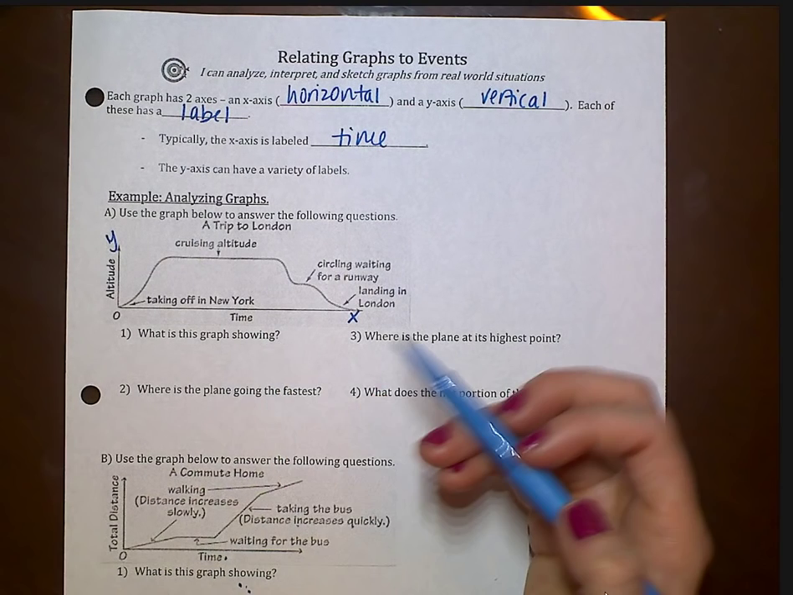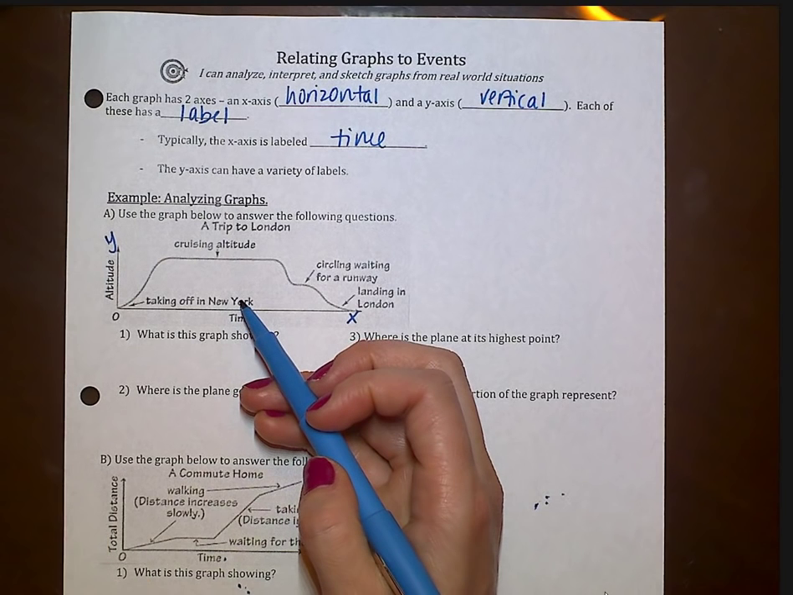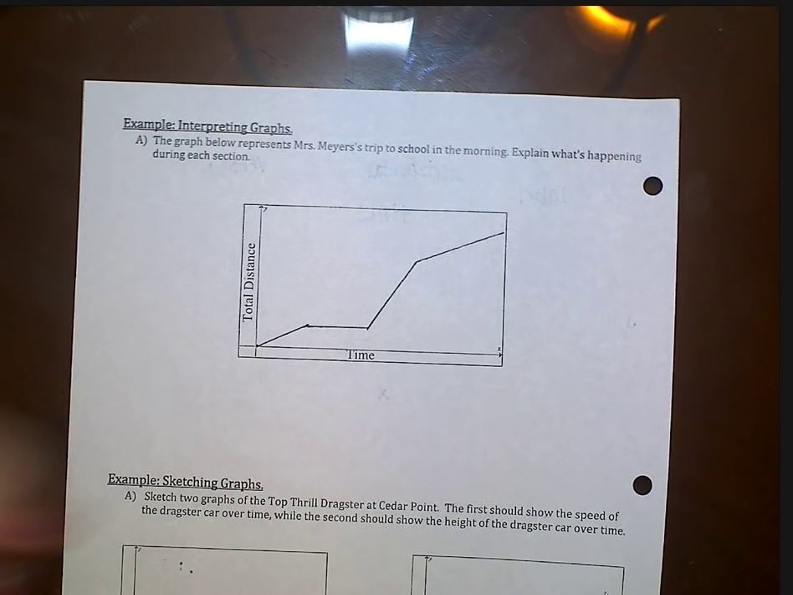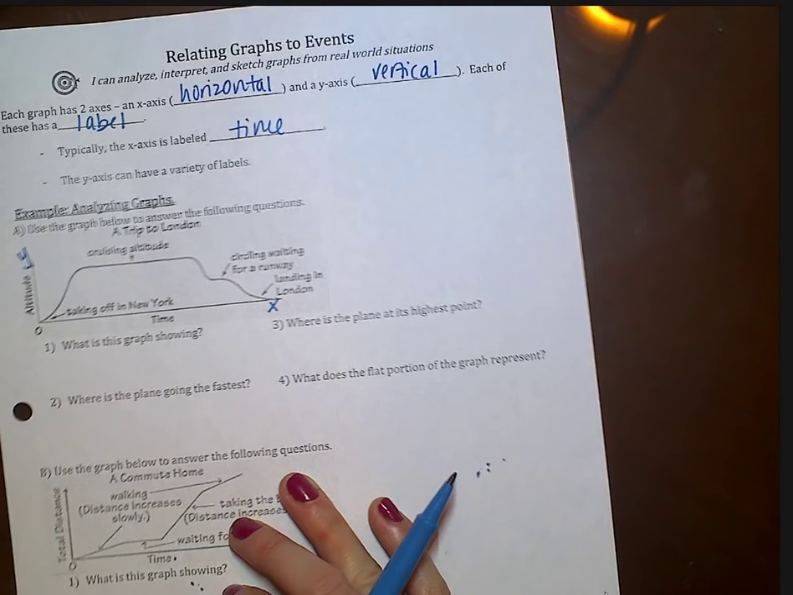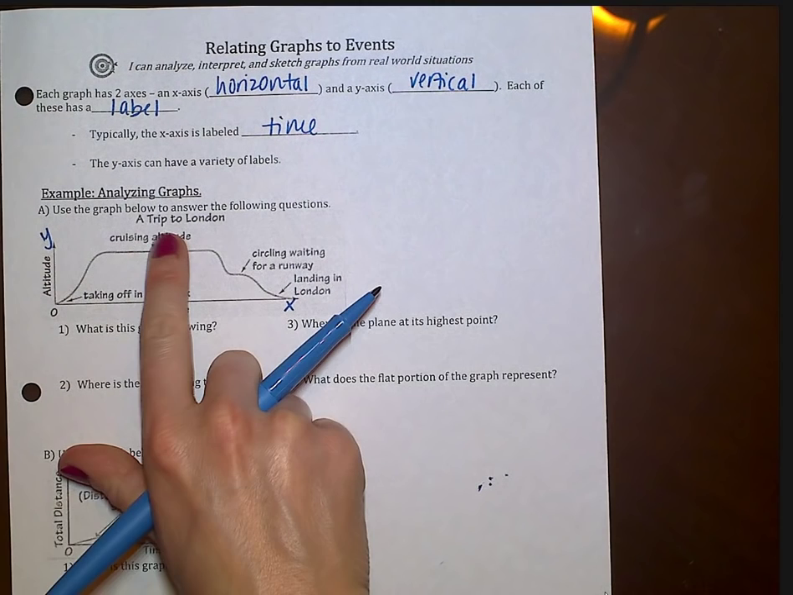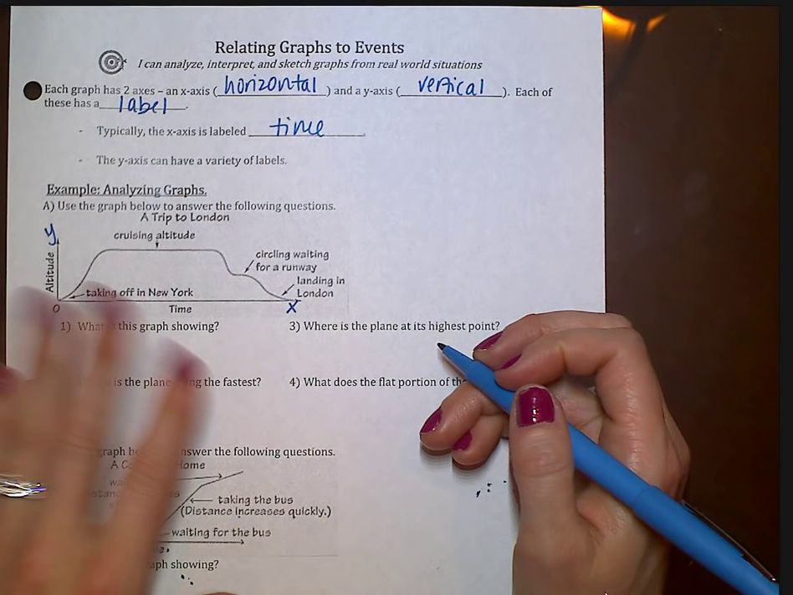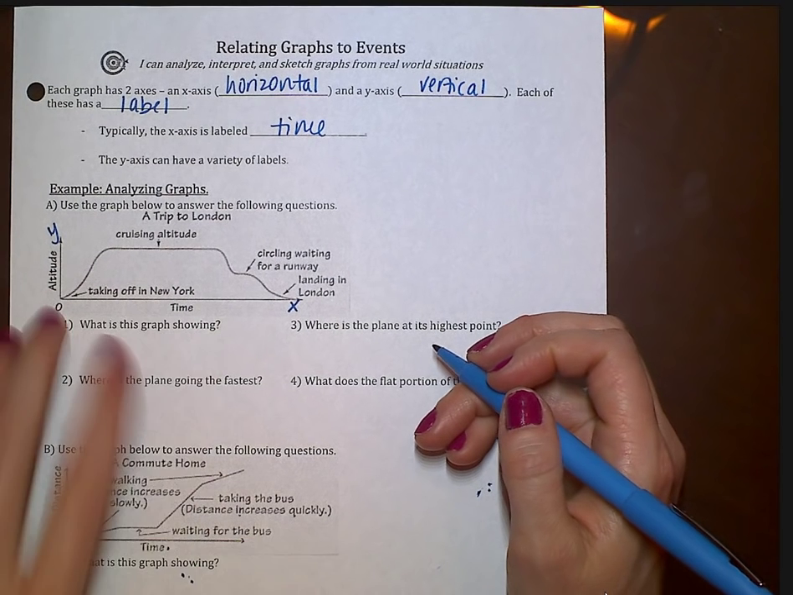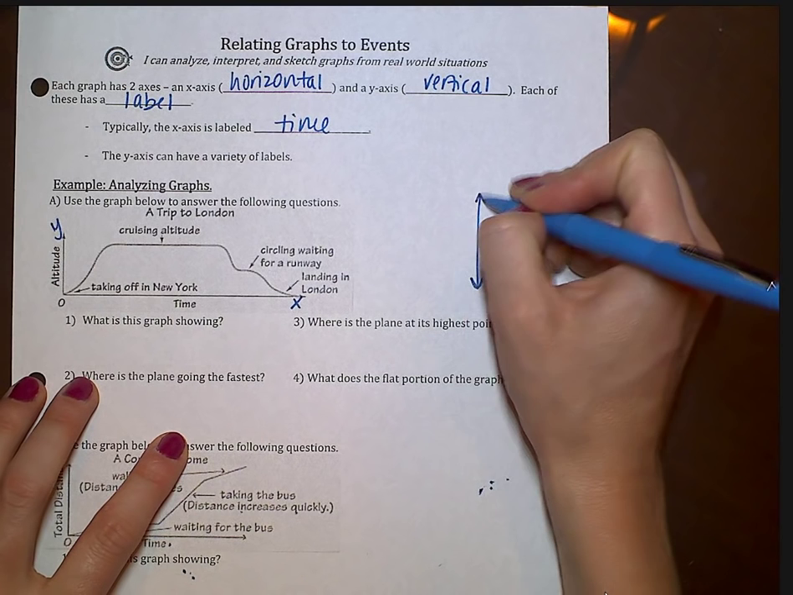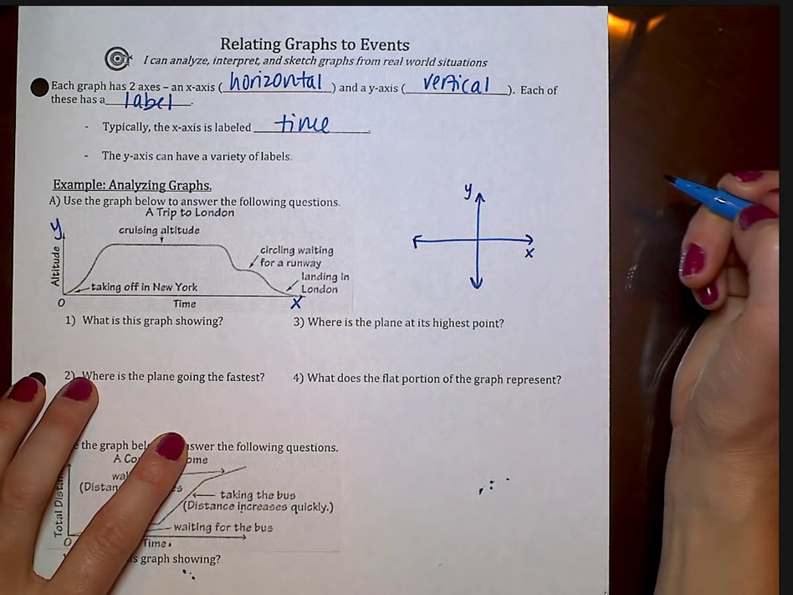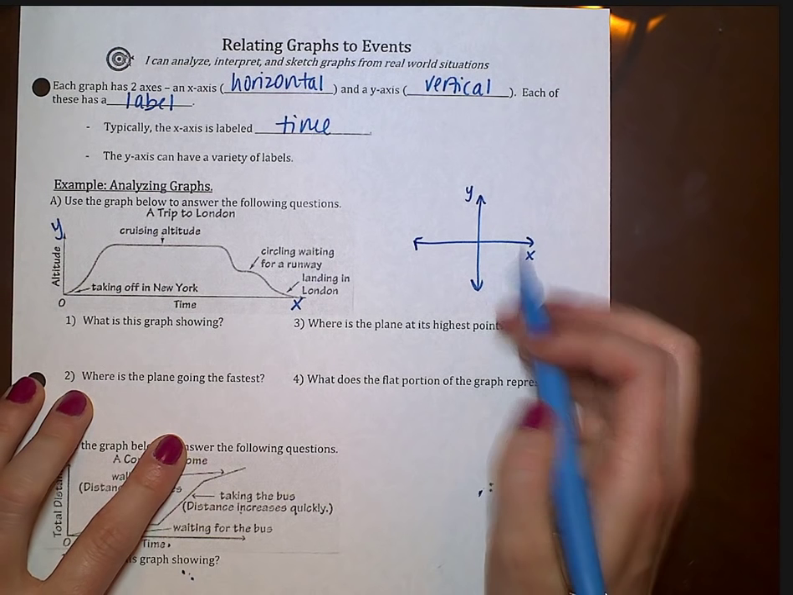Before we analyze this first graph, there's three parts to this lesson really. The first is analyzing graphs, then you'll have to interpret a graph and then sketch your own. But it's all about graphs that are related to a real world situation. Before we look at this one that's talking about a trip to London, I want you to realize what you're actually looking at, because normally the x and y axis looks like this. This doesn't look exactly like what I'm used to with a graph.